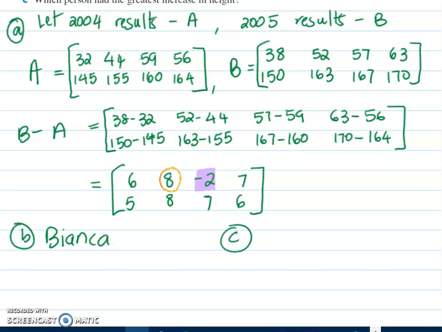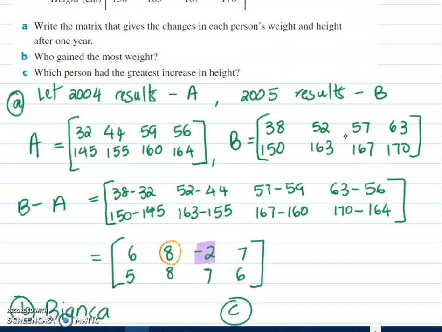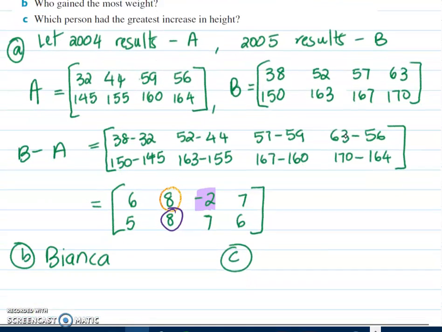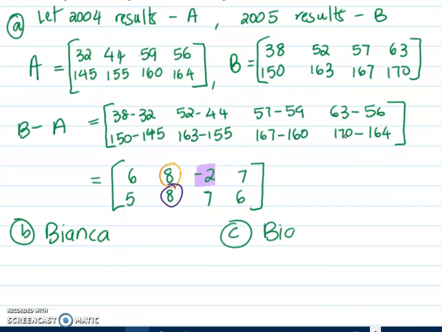Okay, now question C is asking which person had the greatest increase in height. Again, height is in row 2, so we're looking at whichever value is the largest. 5, 8, 7, 6, 8 is the highest. Again, Bianca had the highest increase in height as well. So Bianca had an increase both in height and weight.